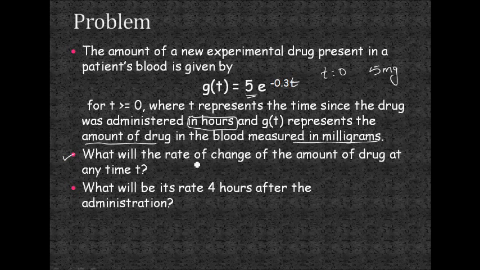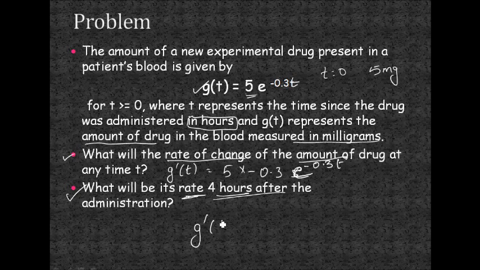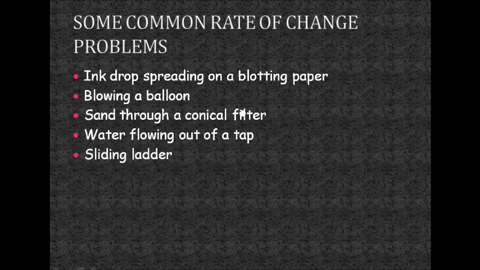The question: what will be the rate of change of the amount of drug at any time t? So this is the amount of drug. Therefore, the rate of change of g of t is g dash of t, which is easy to find using the rules of the derivative. So this is the rate of change of the amount of drug at any time t. Now the specific question is what will be its rate 4 hours after the administration. So you are finding g dash of 4, which is 5 times negative 0.3 times e to the power of negative 0.3 times 4.